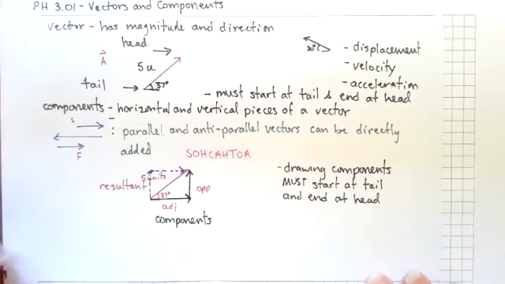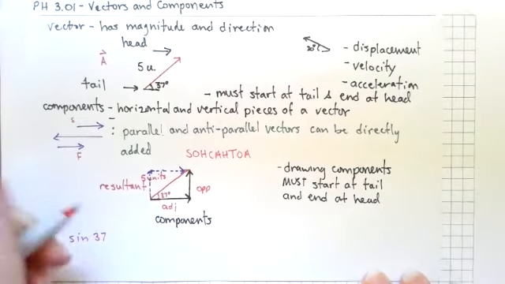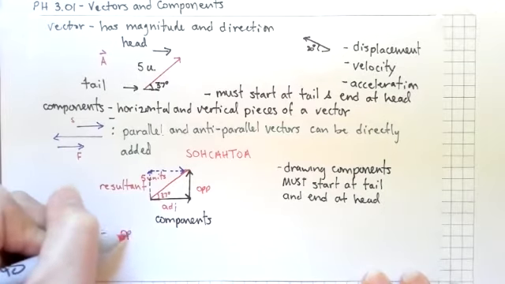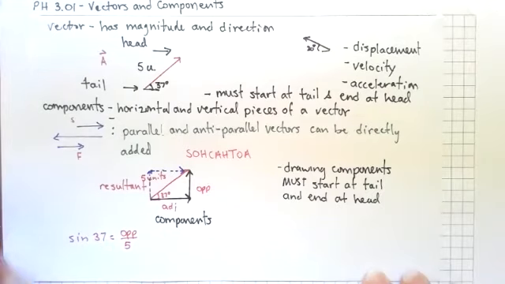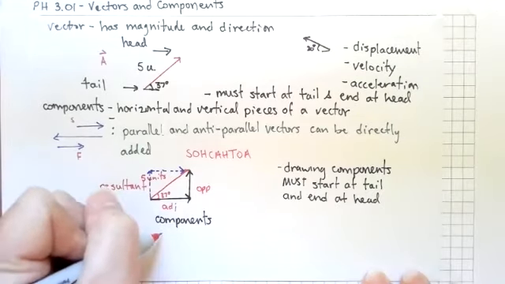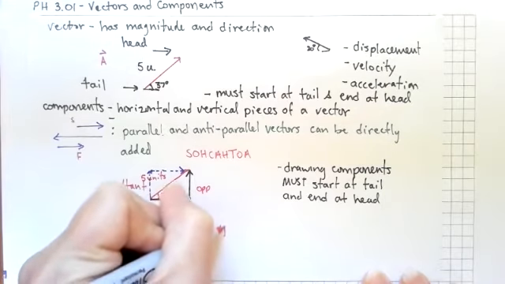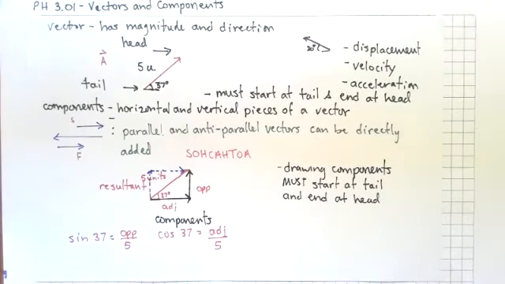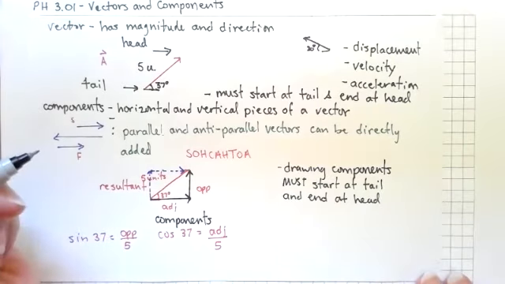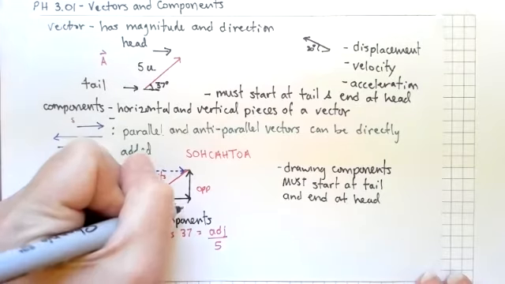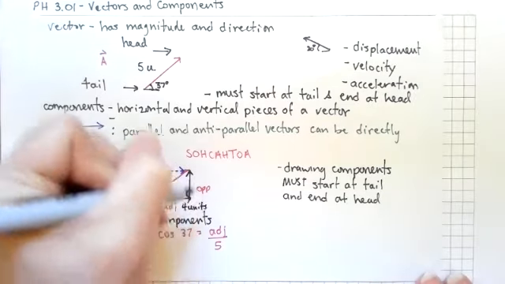So if I want to find out what my components are here, if I take the sine of 37 degrees, that's going to be the opposite over my hypotenuse, which is 5. And if I want this one, I can take the cosine of 37 degrees, and it's going to be equal to the adjacent over 5. And when I solve, I find out that this is 4 units, and this is 3 units.